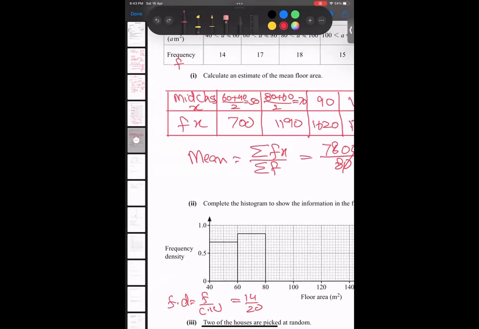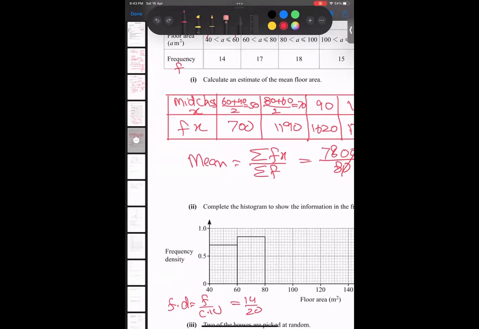Now I'm going to show you how to handle it. So let's talk about the third column. How to find it? The third column is 80 to 100. What is the formula we have? The formula is frequency by gap. Frequency is 18 and the gap is 20. So 18 divided by 20 becomes 0.9.